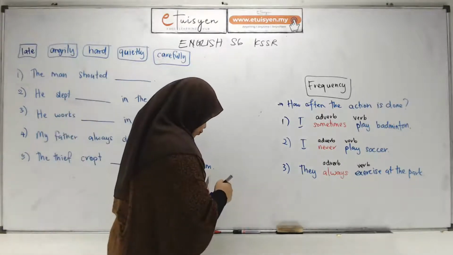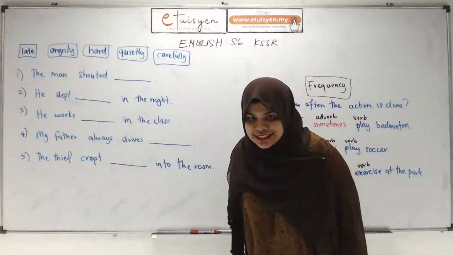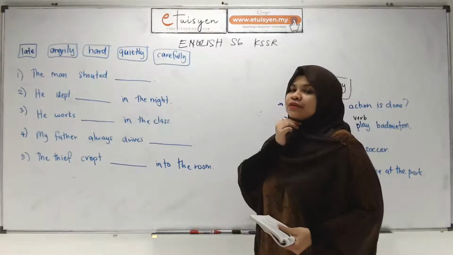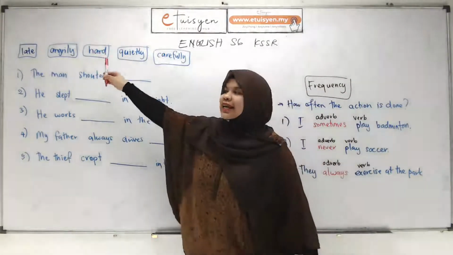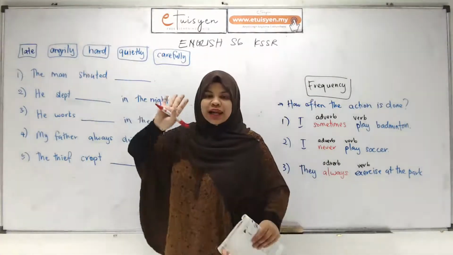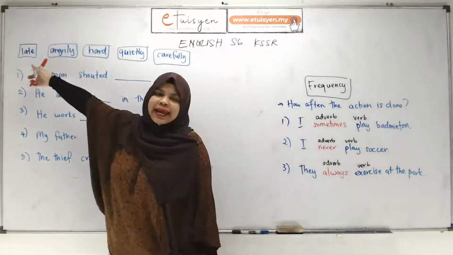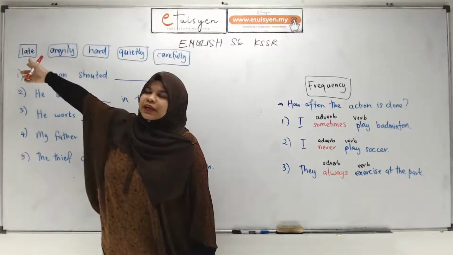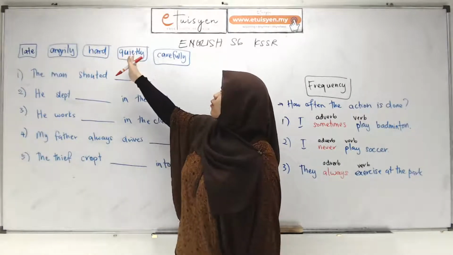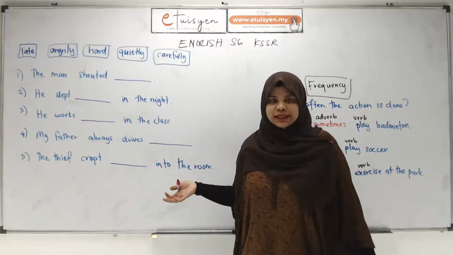Alright, so what we need to do is fill in the blanks inside these sentences. Okay, that's the spirit, Cash. Let me go through the words, apa makna dia, and then I'll go through the sentences with you. Late, usually late ni maksudnya lambat. Angrily, dengan rasa marah. Hard, susah ataupun keras. Quietly, senyap, dengan senyap. Carefully, berhati-hati, dengan berhati-hati.